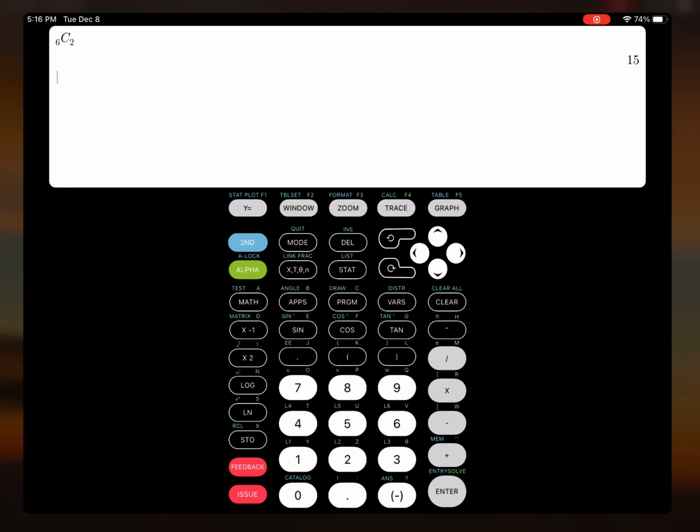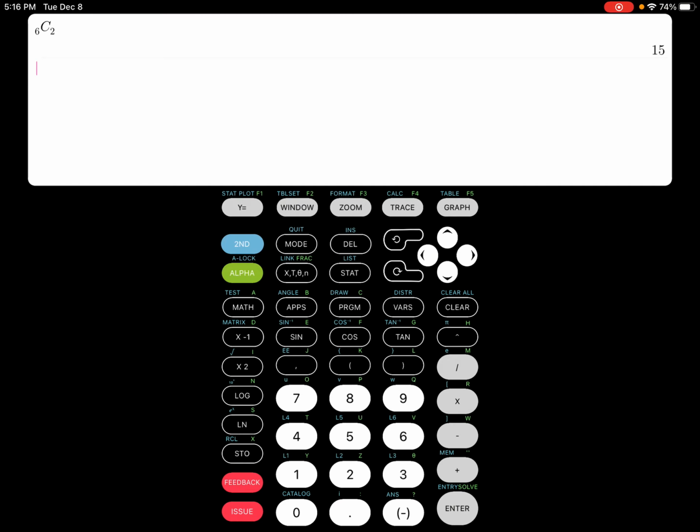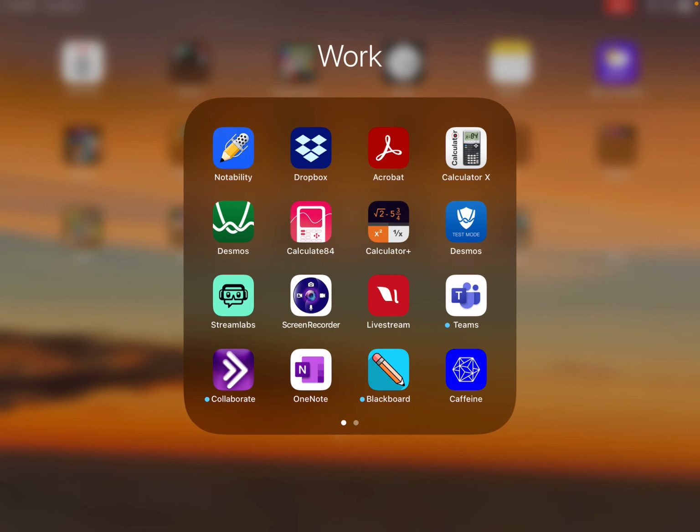You know what, let's confirm that for a minute. I'll show you how to do that again. Hit Math, PRB, nCr, Enter. And we're looking at 12 choose 2. So 12 on the left side, choose 2 on the right side, and that equals 66.